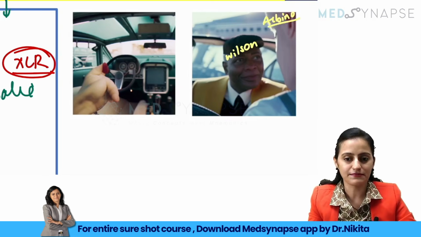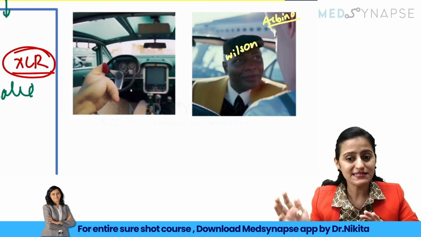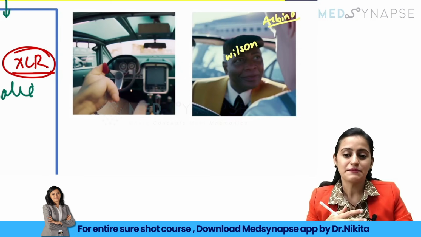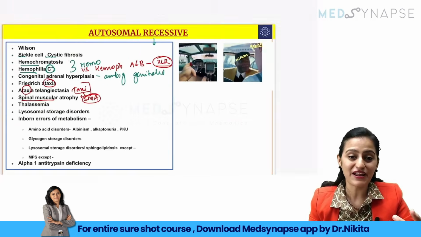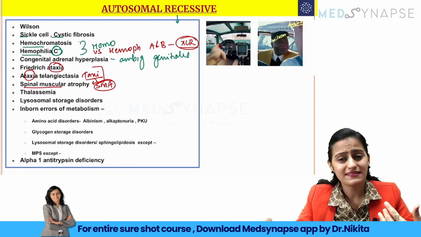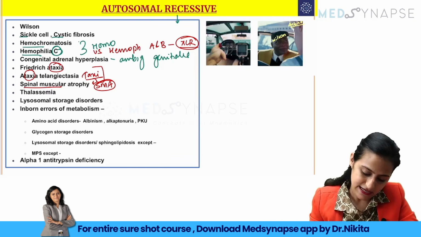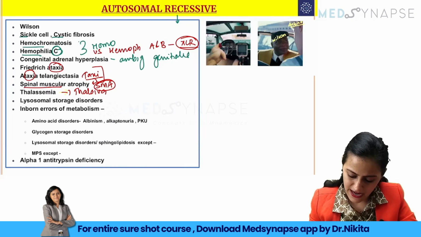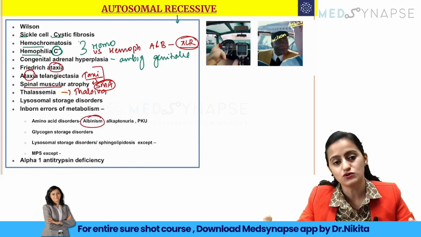Okay, albinism is autosomal recessive. He meets albino at the seaside and suddenly after meeting albino, they both become friends. That is Friedreich's ataxia. He becomes friend and Friedreich ataxia, and this recessive person Wilson suddenly becomes a thalaiva. Okay, he becomes a thalaiva after meeting albino. So remember, albinism is autosomal recessive.